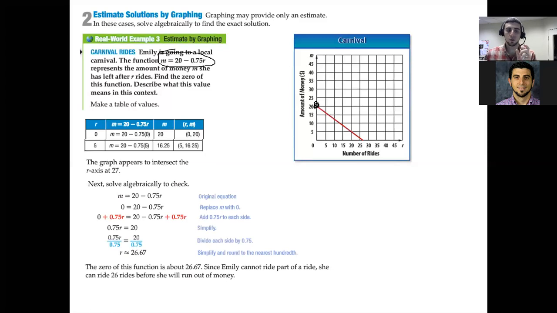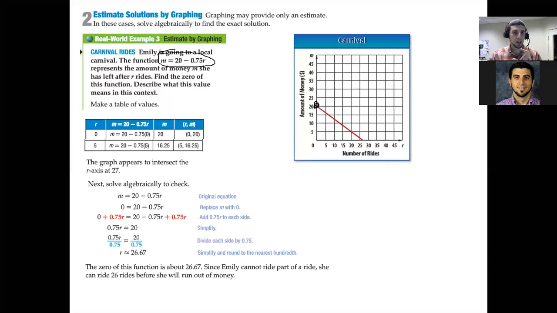So even though 26.67 technically rounds up to 27, if she tried to ride 27 rides, it would actually cost a little bit more than $20. So she wouldn't have enough money to ride that 27th ride. So in this situation, since you can only ride a whole ride, you can't ride 0.67 rides. She can ride 26 rides before she's going to run out of money.